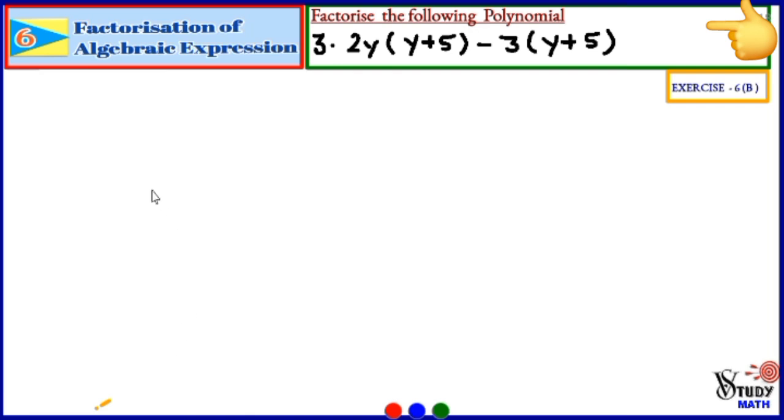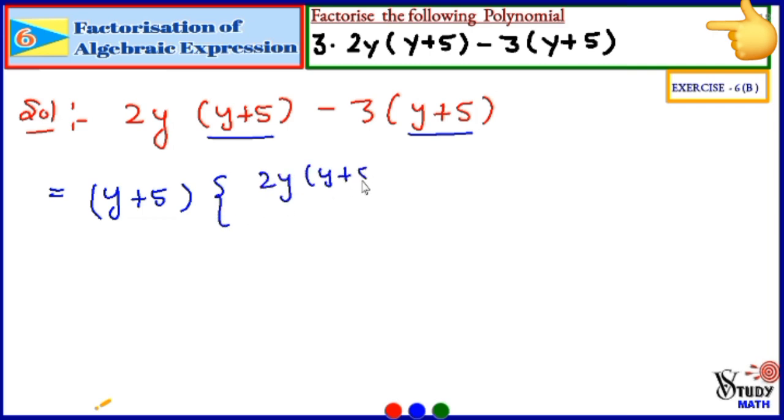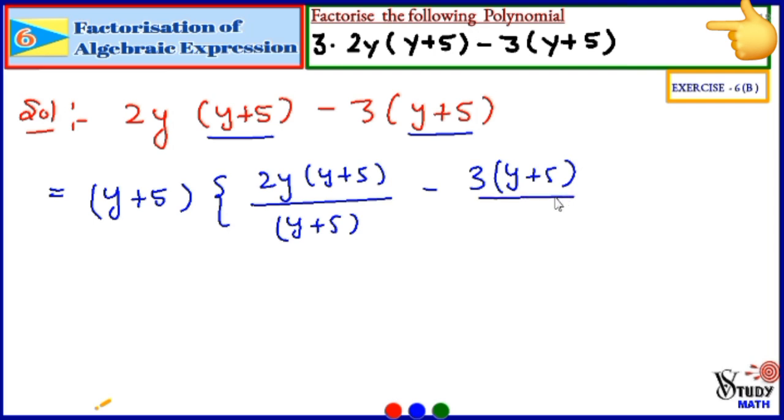Now problem number 3. The problem number 3 we have now. Let's solve problem number 3. It is given 2y(y + 5) - 3(y + 5). Now we have to take common. So here this binomial and this binomial are the same in both the terms, so we are going to take y + 5 as common. So now again, 2y(y + 5) will be divided by y + 5, and -3(y + 5) will be divided by y + 5 again.